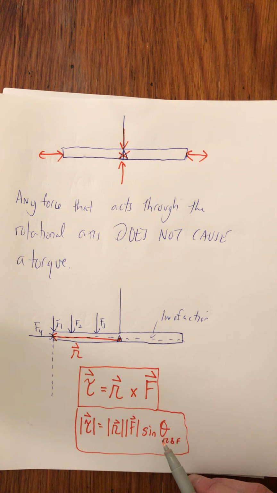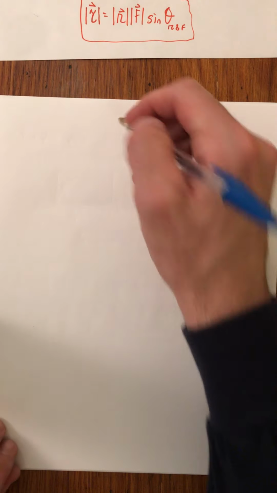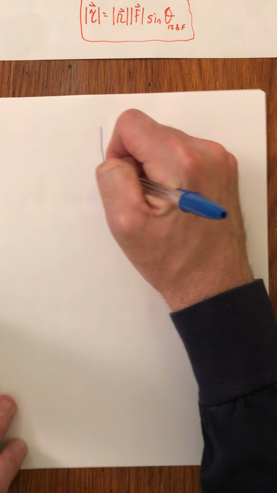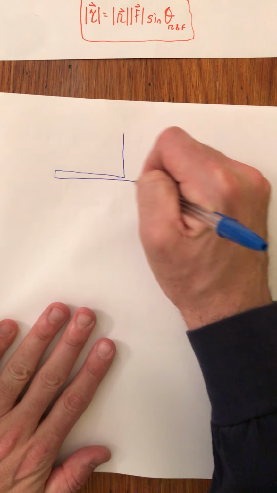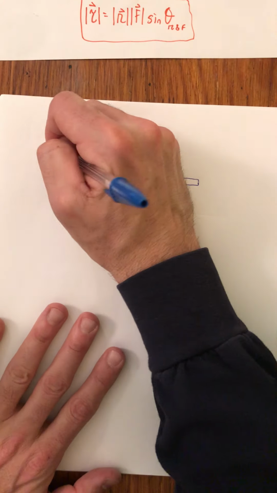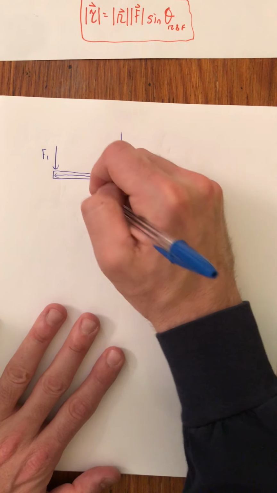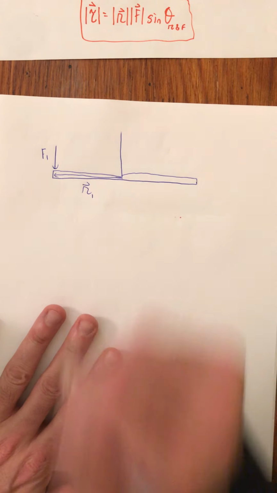where theta is the angle between R and F. So let's look at that in action and see it in a simpler fashion. So, going back to this, if I have this force here, we'll call that force 1, and this force here, that's called R1.